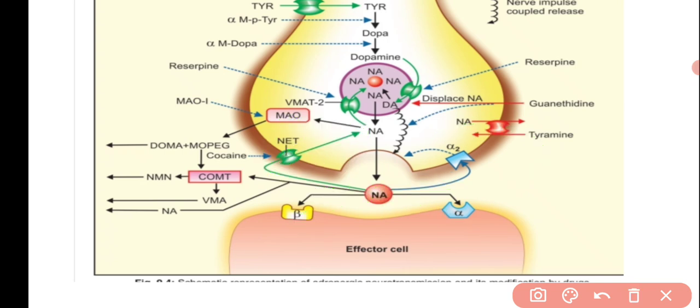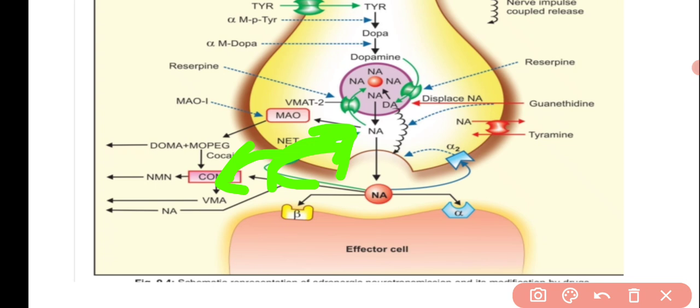This norepinephrine transport back into the nerve endings is mediated through the norepinephrine transporters. This norepinephrine reuptake is inhibited by some drugs, those are cocaine and tricyclic antidepressants like desipramine. These drugs will inhibit the reuptake.